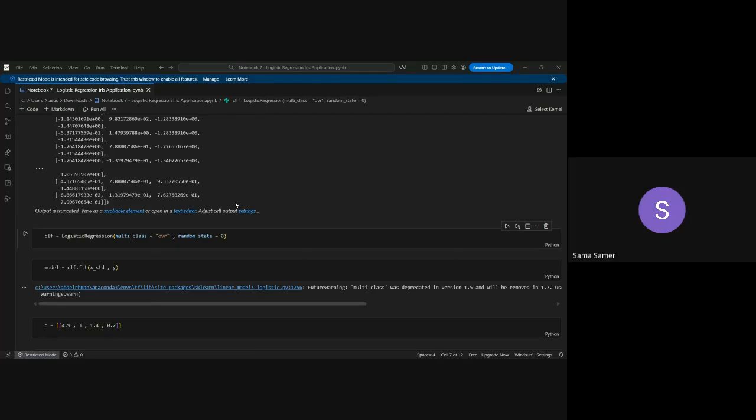So OVR means one versus all. When we have a multi-class problem, we can use one versus all. So we take the first target versus all, the second target versus all, the third target versus all. So what is happening here? First of all, we create a logistic classifier object called CLF, but we didn't train it or do anything yet. Then we have one versus rest, which is a multi-class classification.